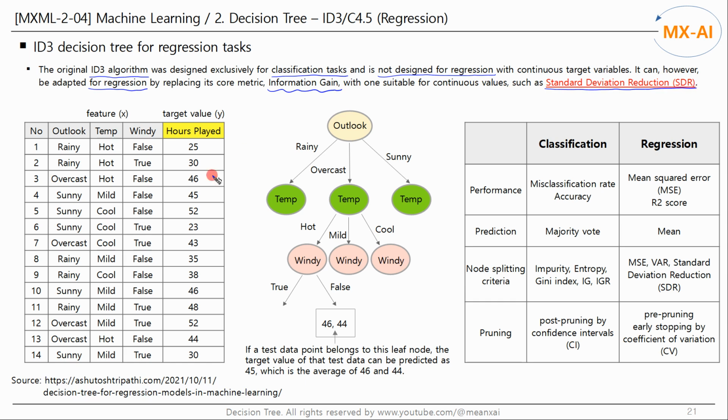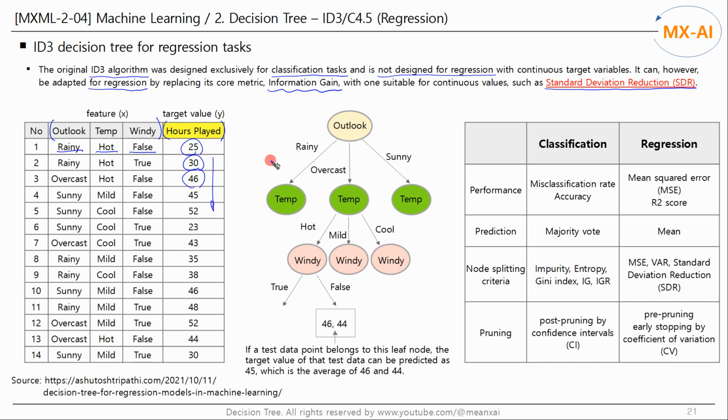Let's look at the dataset below. This dataset has 3 features X and 1 target Y. The features are categorical data, and the target value is continuous numeric data. This is a dataset for regression tasks.